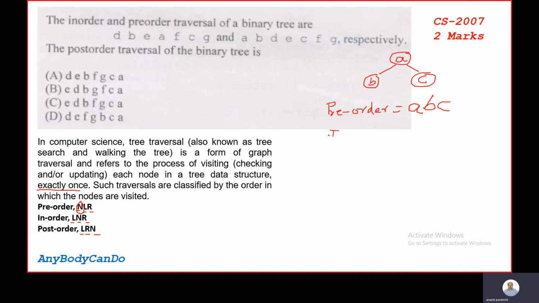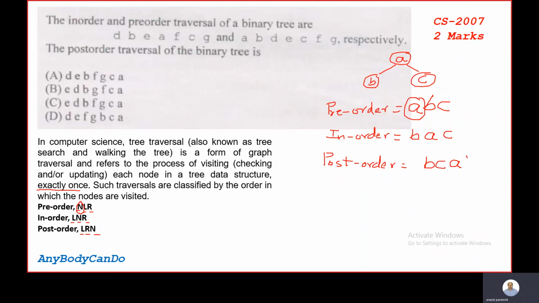Next we will write down the in-order for this tree. In in-order traversal, first we need to visit the left node, then we will visit the root node, then we will visit the right node. Finally we have the post-order for this simple tree. In post-order, first we need to cover the left part of the tree, which is B, then the right part of the tree, which is C, and then we will visit the root node, which is A.